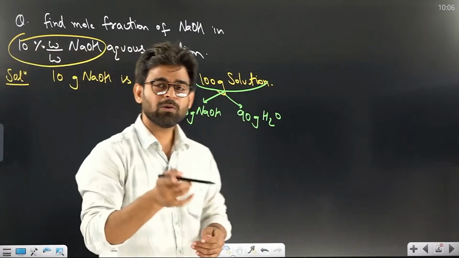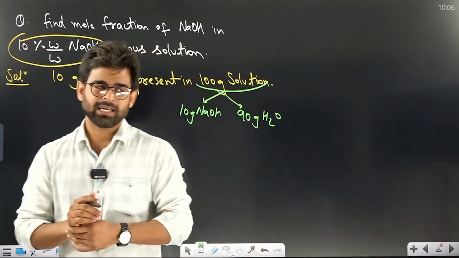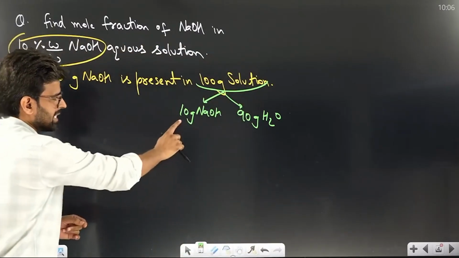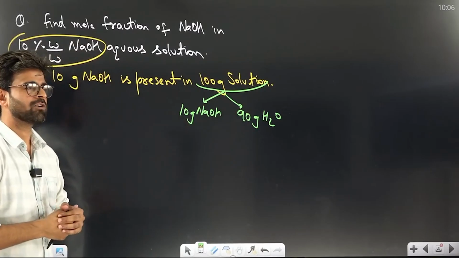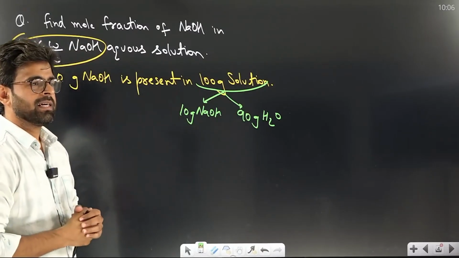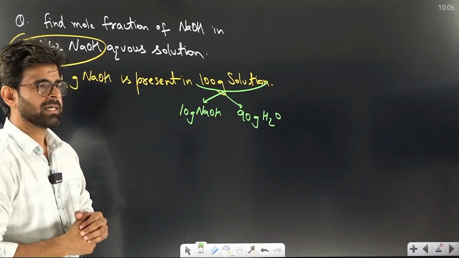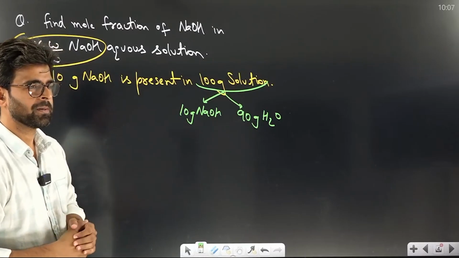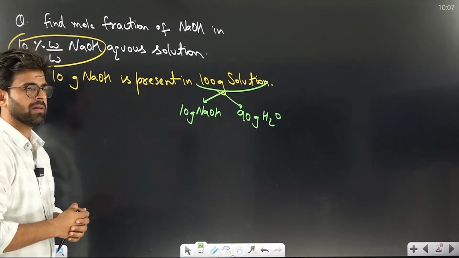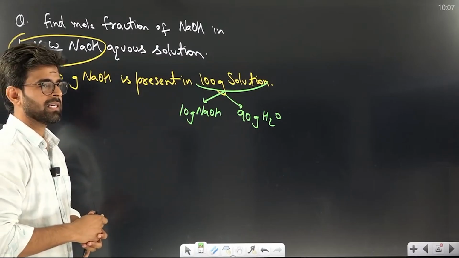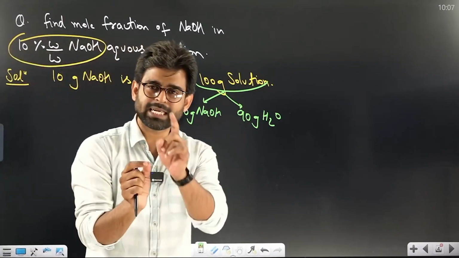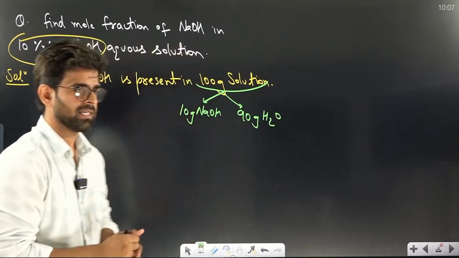Now you can give the answer very easily. 10 gram NaOH, 90 gram water. Now give me the answer, very fast. Very good. In 100 gram solution, 10 gram NaOH, 90 gram water.